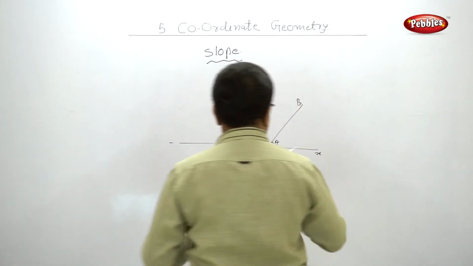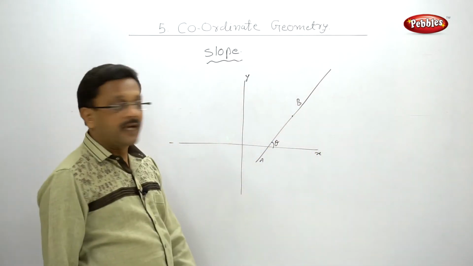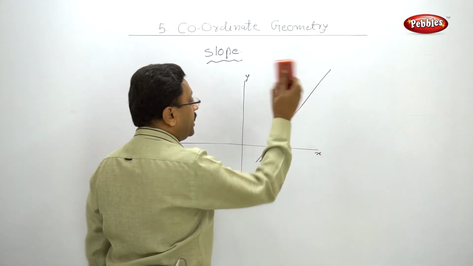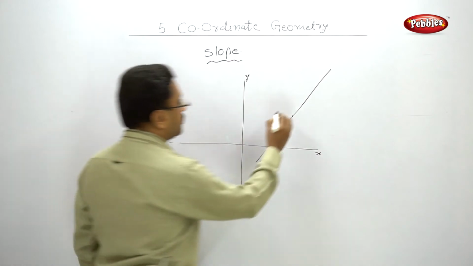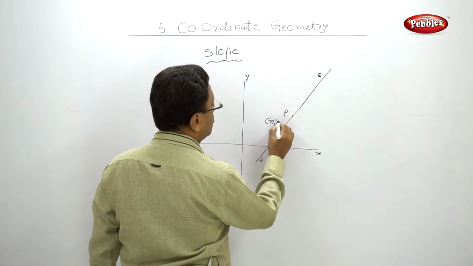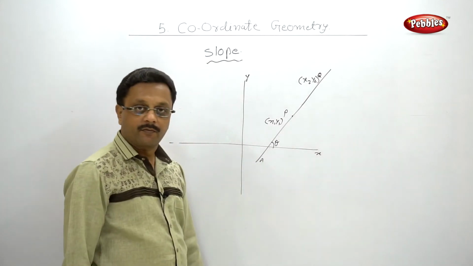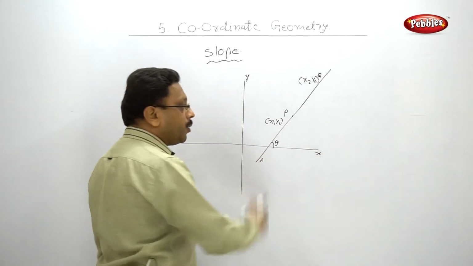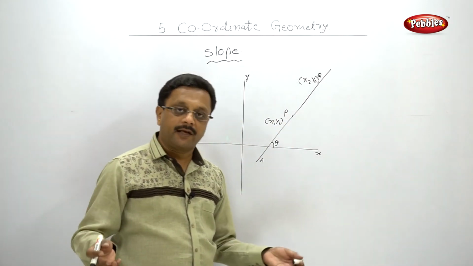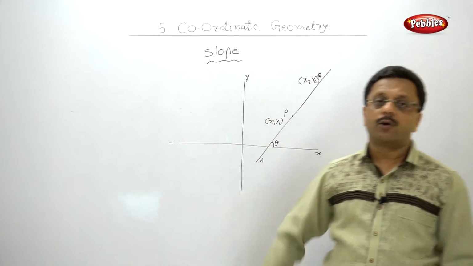Okay. Now suppose on this line 2 points are given. Let me denote these points by P and Q. Suppose this is point P and this is point Q. This P is x1, y1 and Q is x2, y2. So now what is the slope of this line PQ? Slope of any line is the ratio of its rise to run, that means height upon horizontal distance.